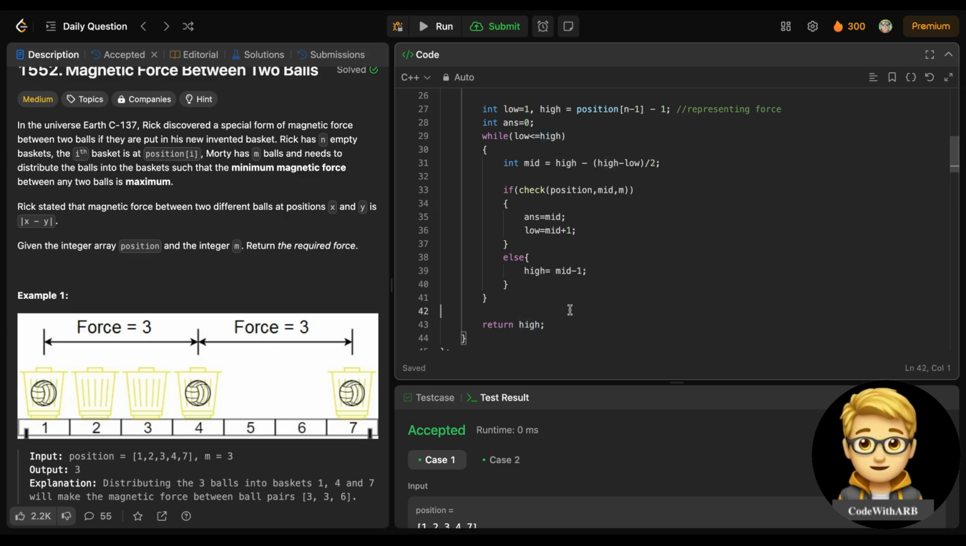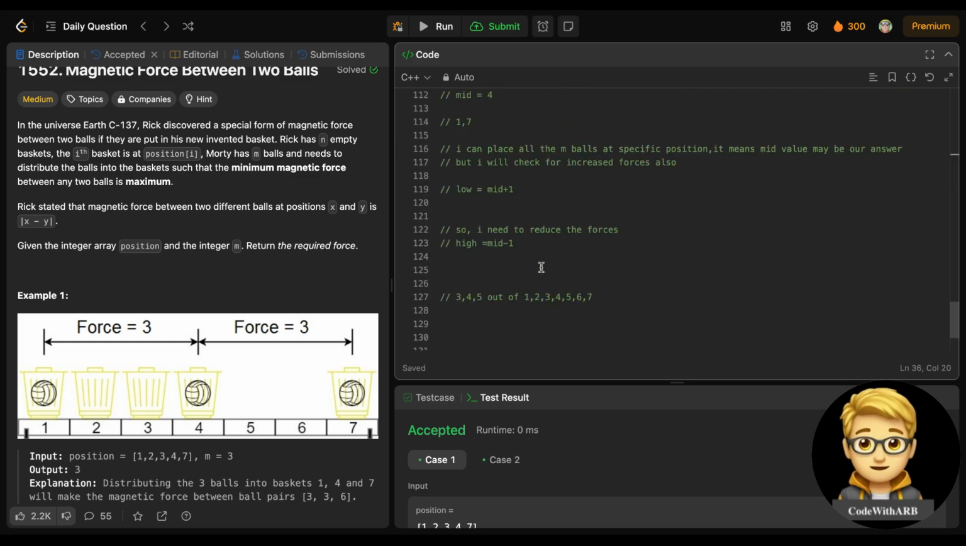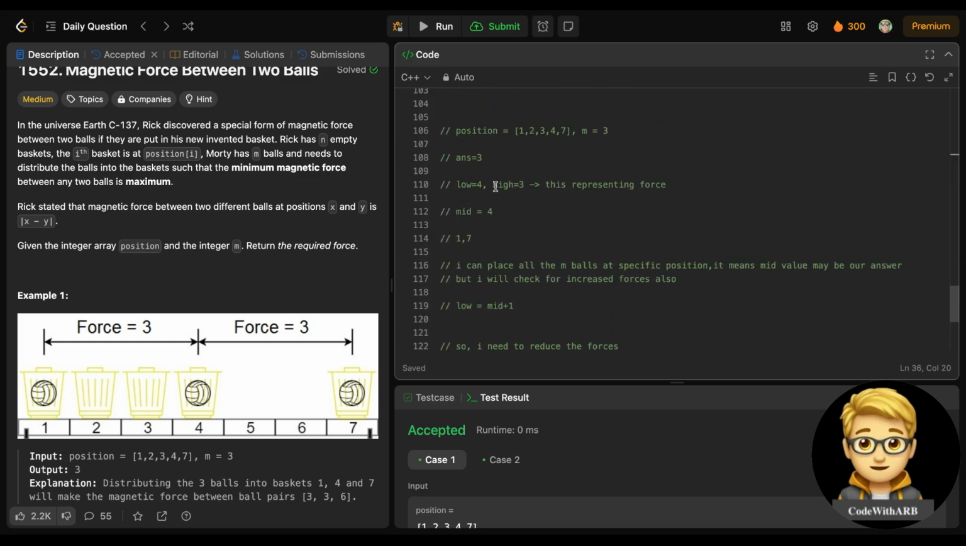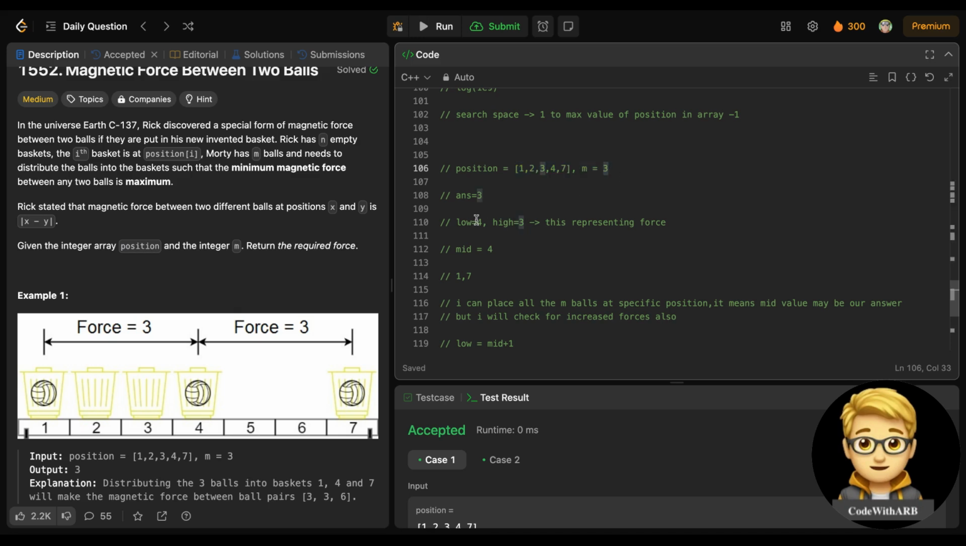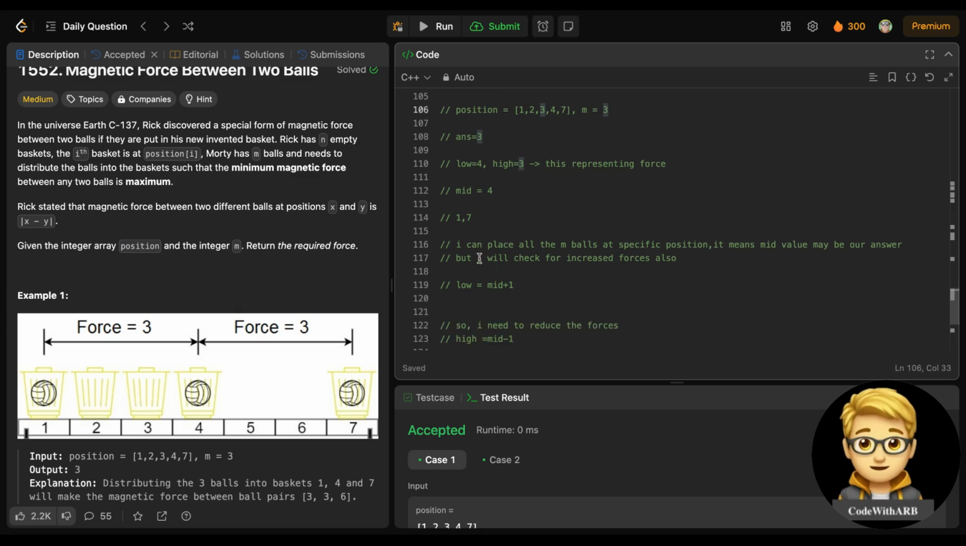So basically if you see here, this high, if you don't store this answer, this low becomes mid plus 1, this low becomes mid plus 1. But this high value would be at the answer position definitely. Why am I saying that? If you see in this case, this position, right?